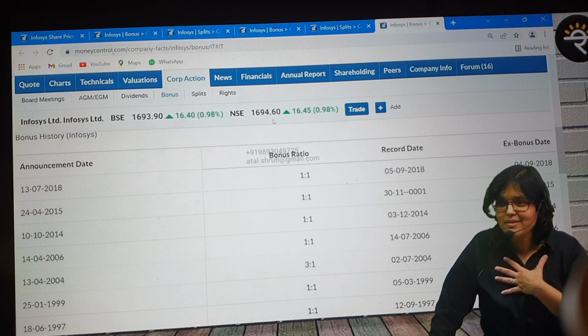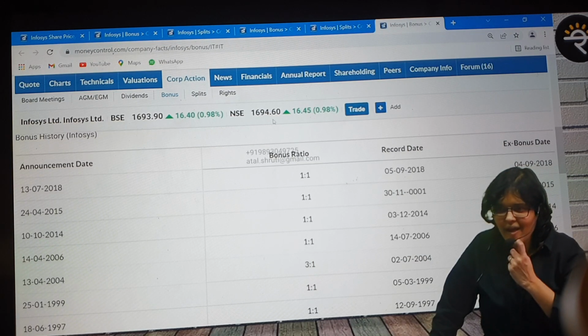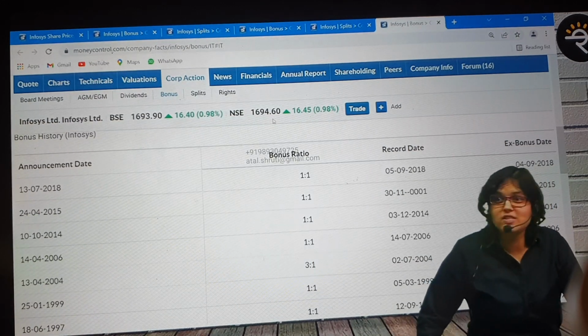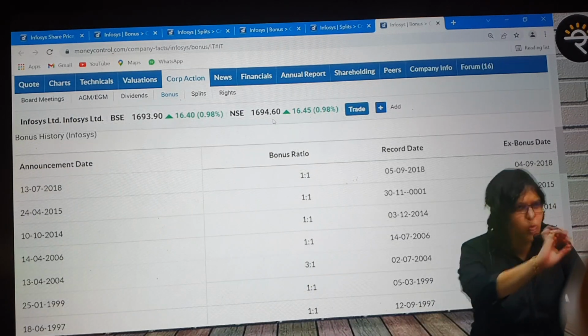No tips, please. So no tips. I will never say that this will be the price. But I believe that we are discussing only fundamentally strong companies.